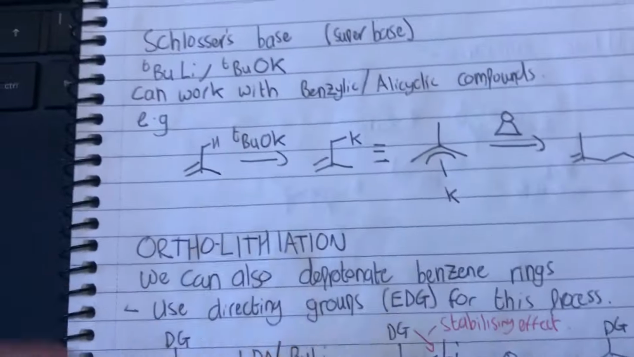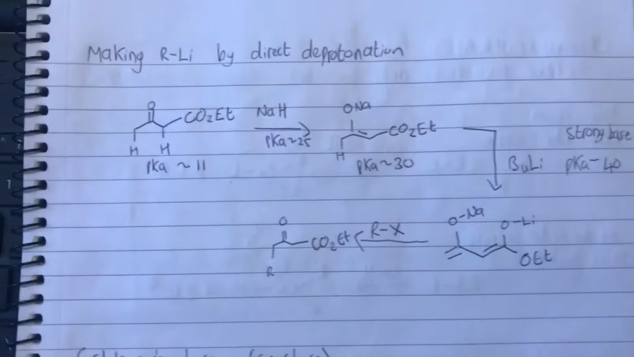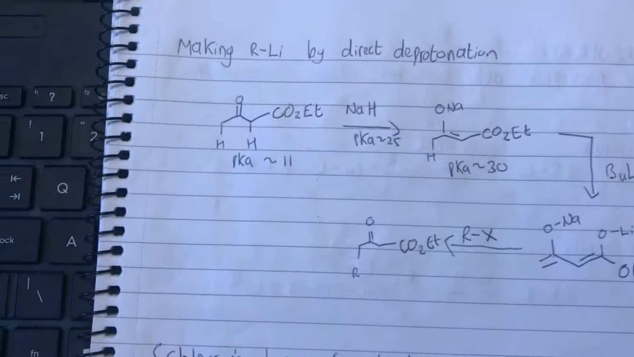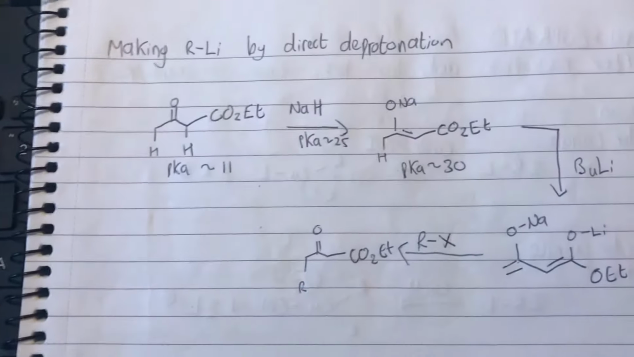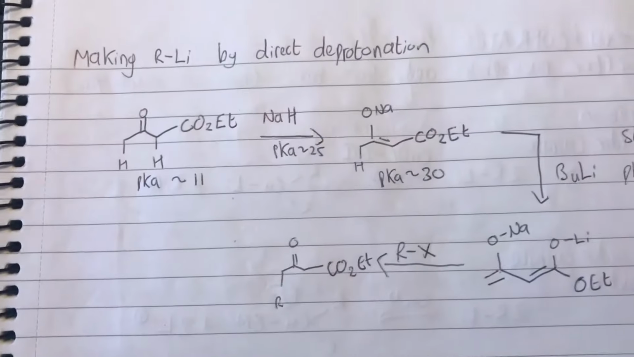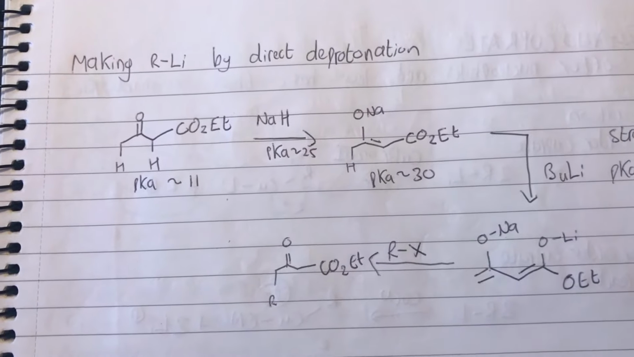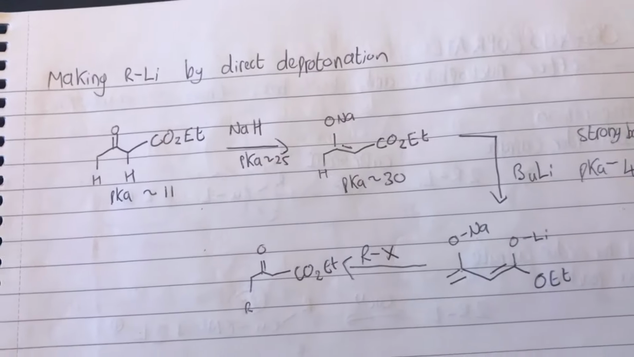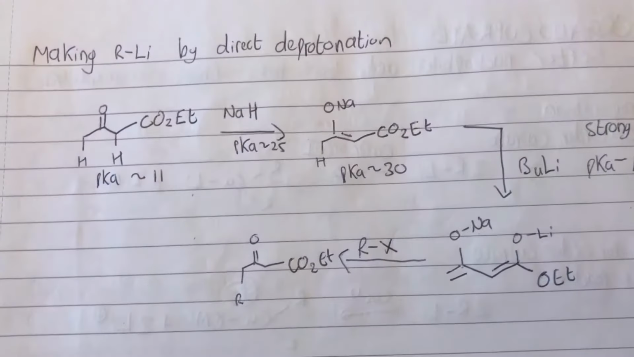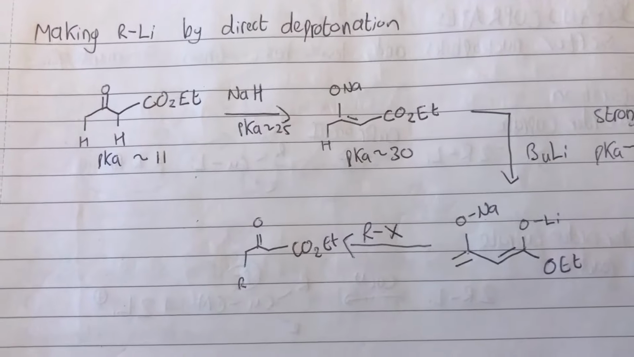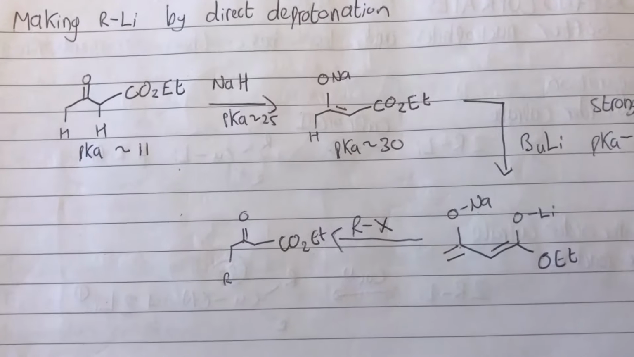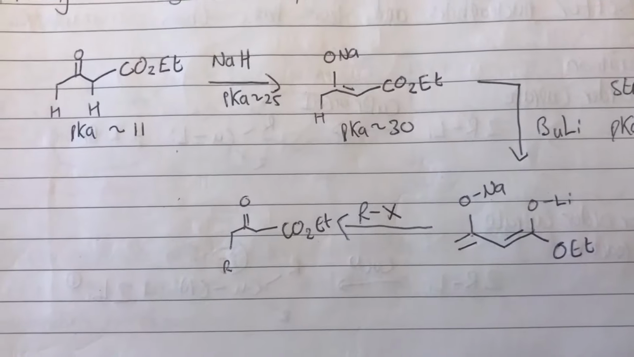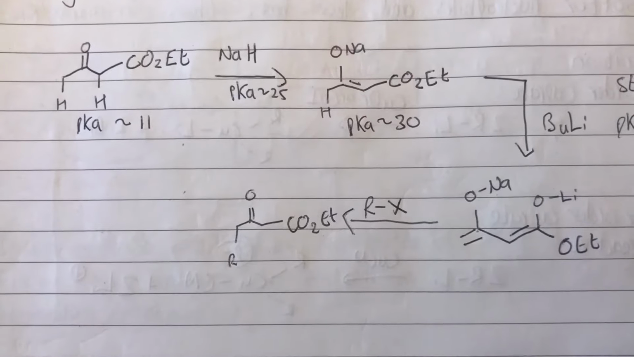Now, making R-Li bonds by direct deprotonation and Schlosser's bases, which you just saw there, we'll come on to later. What have we got here? We've got an ester there, a carboxylic acid, something, an ester. I think we've got an ester there. We'll roll with it. But it doesn't matter about that.